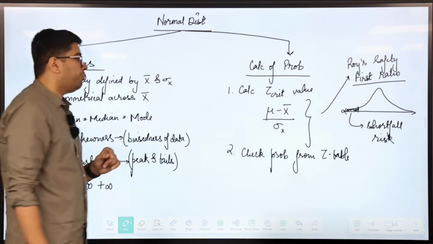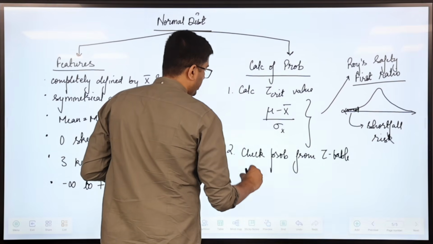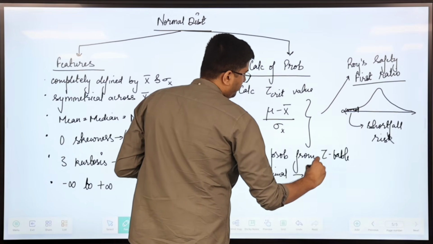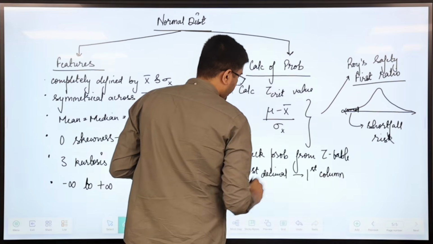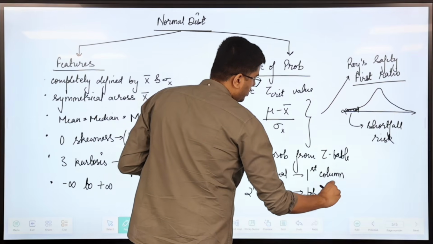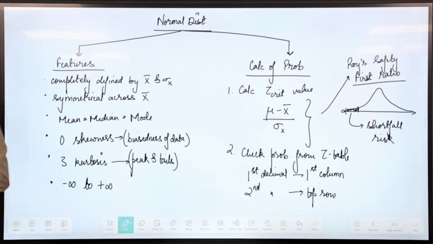For Z table, how do you check probability? It's a straightforward process. Till first decimal, you look at first column, and second decimal, you look in the top row. So whatever Z critical you are getting, you first have to round it off to 2 decimals and then check the value from the table. If you get a question like this, institute will have to provide you with the table. But as we cover further topics of our syllabus, there are certain values of Z critical or certain values of probability where table will not be given. Those you have to remember.